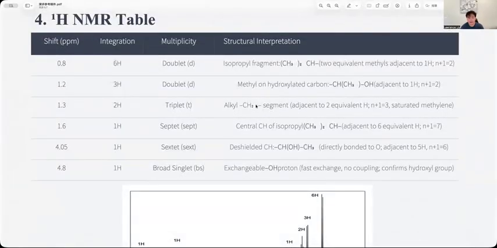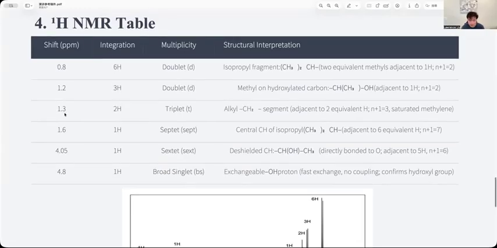Now, we come to the most informative spectrum, the proton NMR spectrum. Let's break down the data. At 0.8 ppm, a 6H doublet is the classic fingerprint of an isopropyl group's two methyls. At 1.6 ppm, a 1H multiplet confirms this is the central CH proton of the isopropyl group. At 1.2 ppm, a 3H doublet is a methyl group attached to the CH group. At 4.05 ppm, a 1H sextet, significantly downfield, is the CH proton of the CH-OH group.